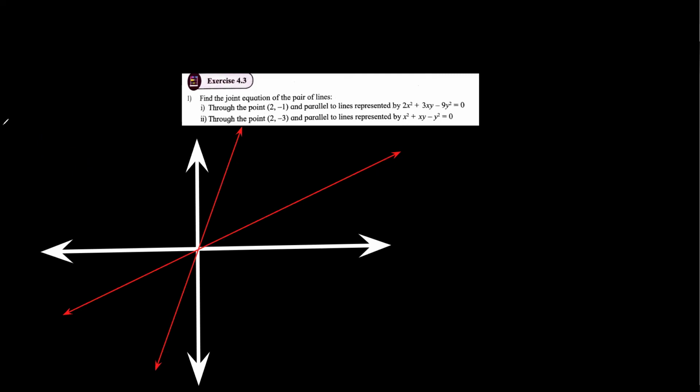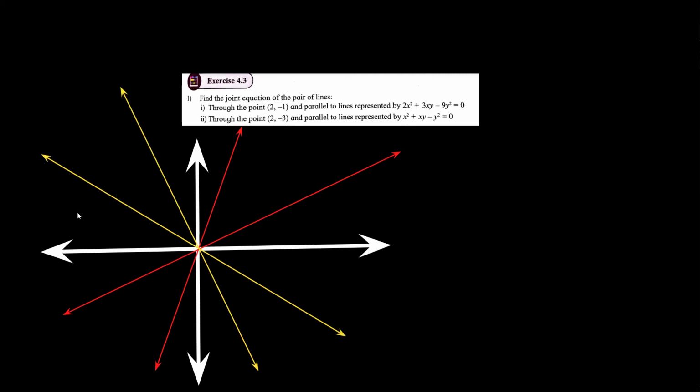But now, students, it is not that you will have only such pairs of lines. You can have pairs of lines which are not passing through the origin. Yes, that is also true. This is the y-axis, this is the x-axis, and here you have the origin. It's not always that we have pairs of lines passing through the origin.